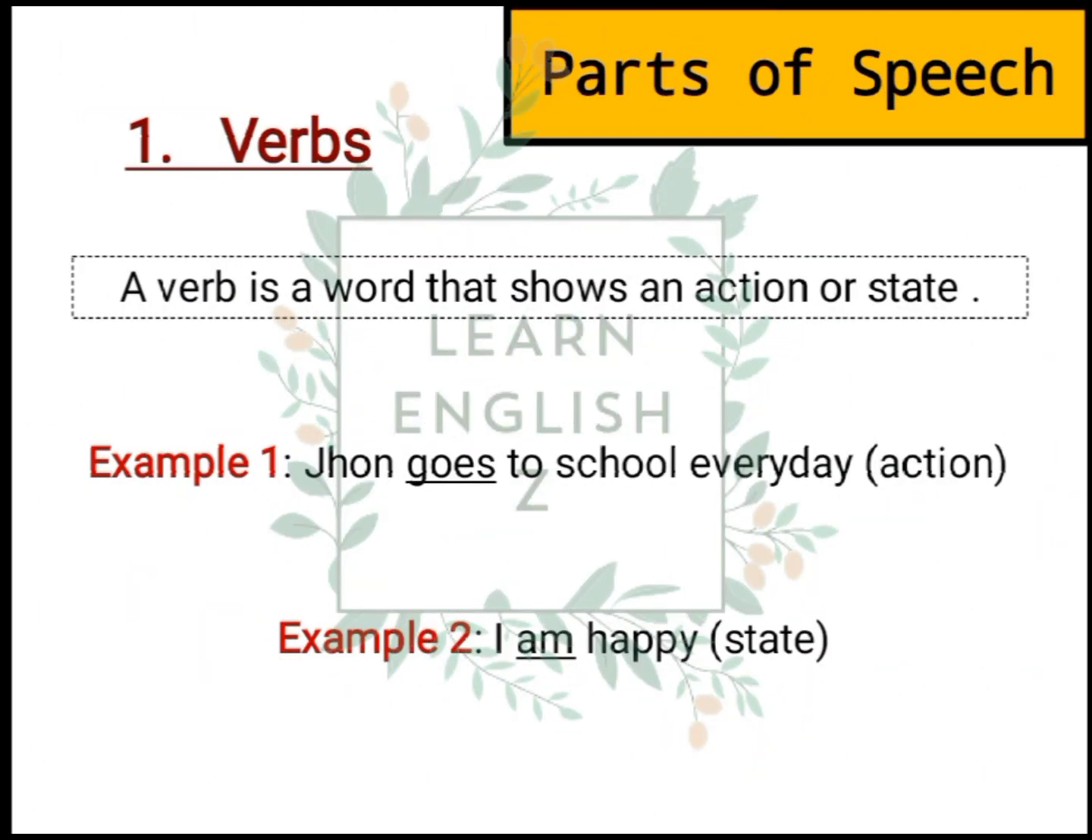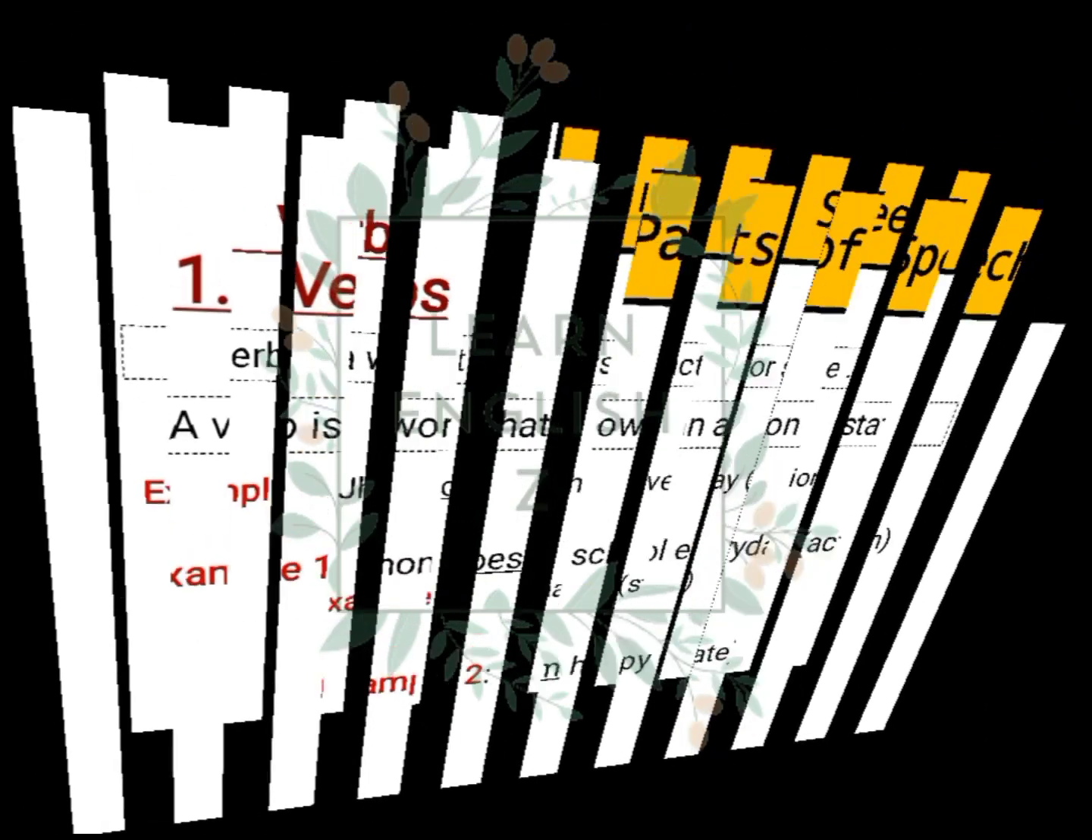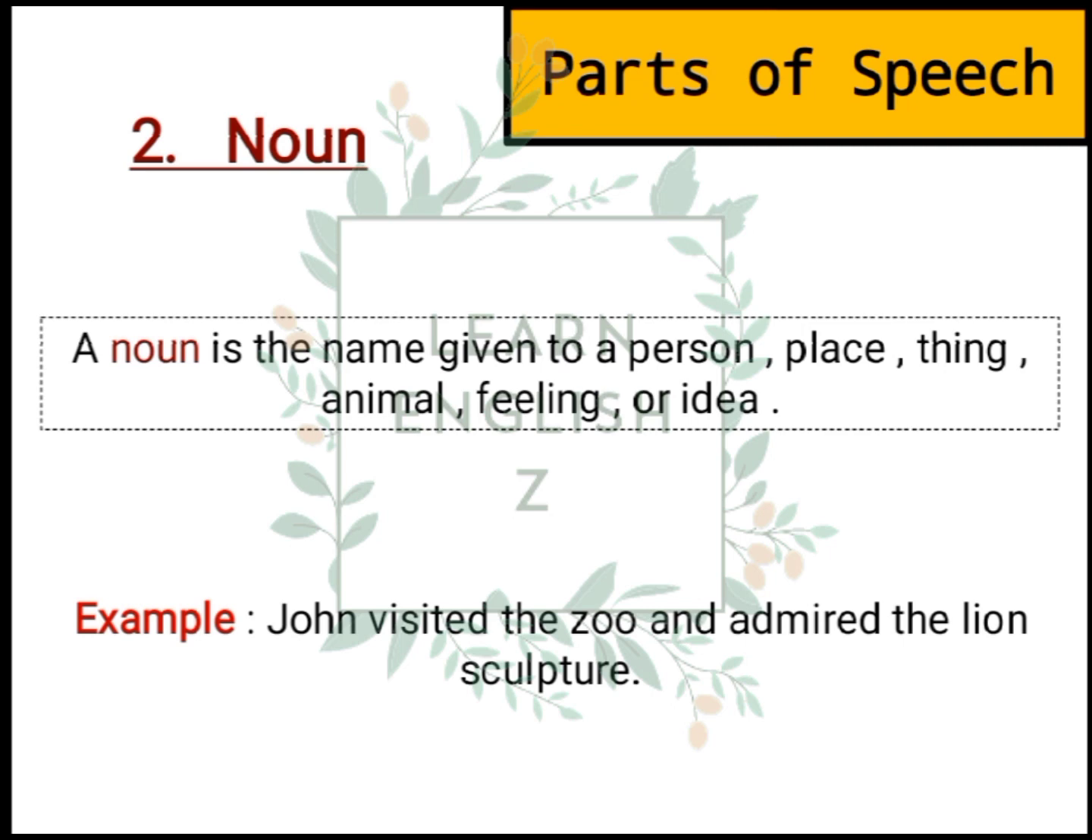For example, in the sentence, John goes to school every day, goes is an action verb, while in the sentence, I am happy, the verb to be is a stative verb. Notice that in the first example, we are talking about a physical action. However, in the second example we are not talking about any physical action, that's why we call it a stative verb.